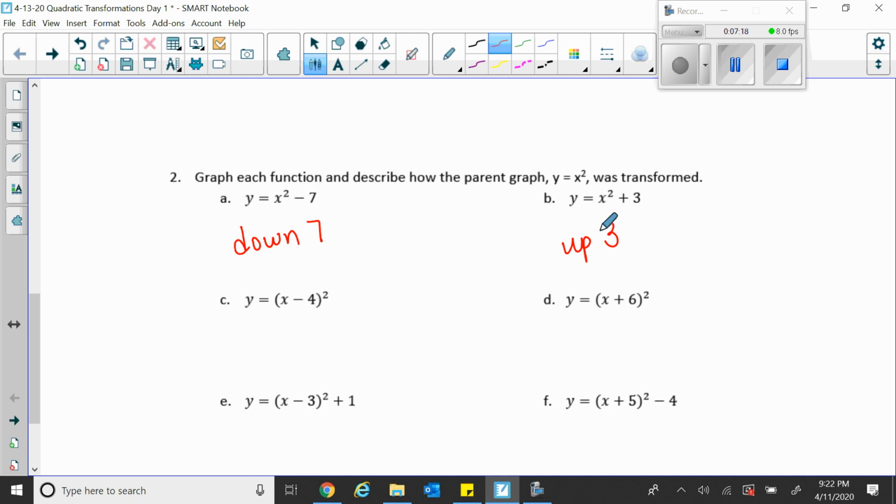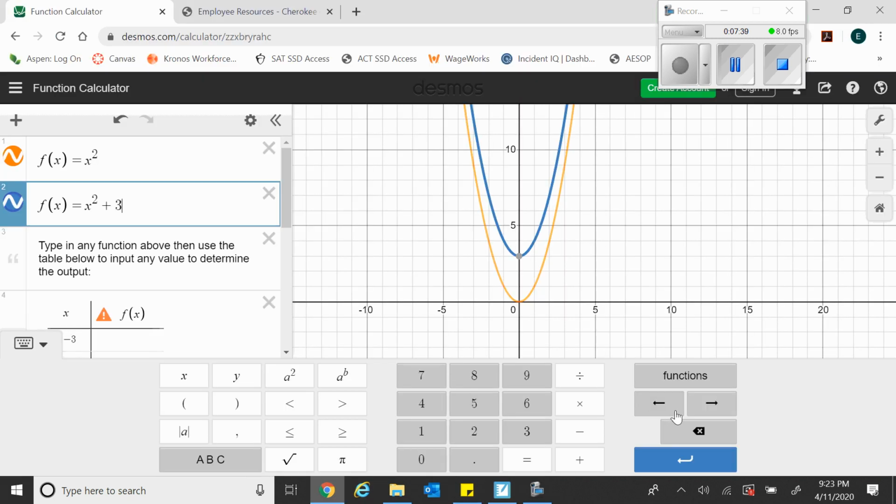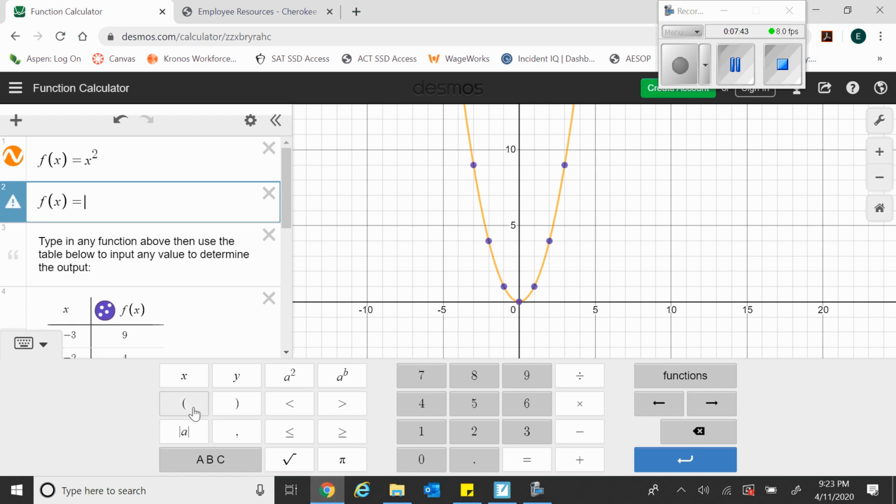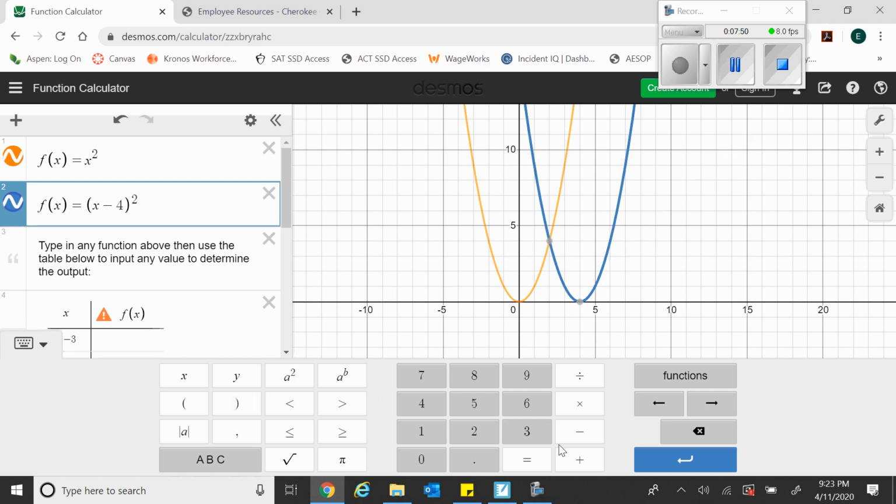So on C and D, what we're going to look at now is what happens if you add and subtract, not on the end like we did on A and B, but inside the parentheses. That's how C and D are different. So this one has a minus 4, but it's inside the parentheses. So let's change that graph and see what happens. So it was parentheses, x minus 4, close the parentheses, squared.